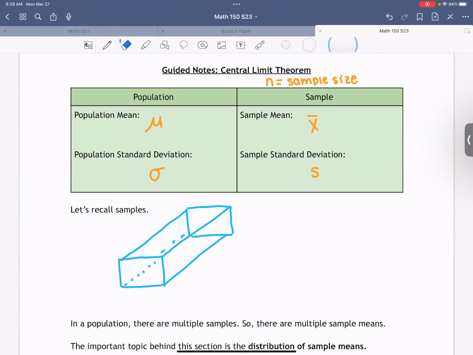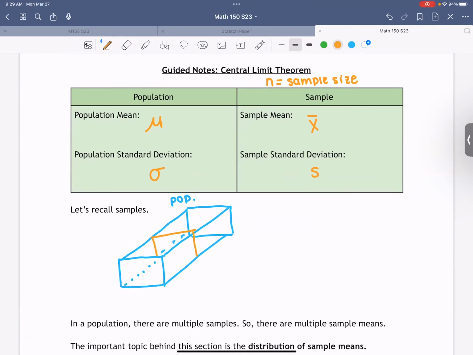All right. So our population is the prism. Let me label the population. Okay. And then let's say from that population, an example of a sample would be taking what's called a cross section.